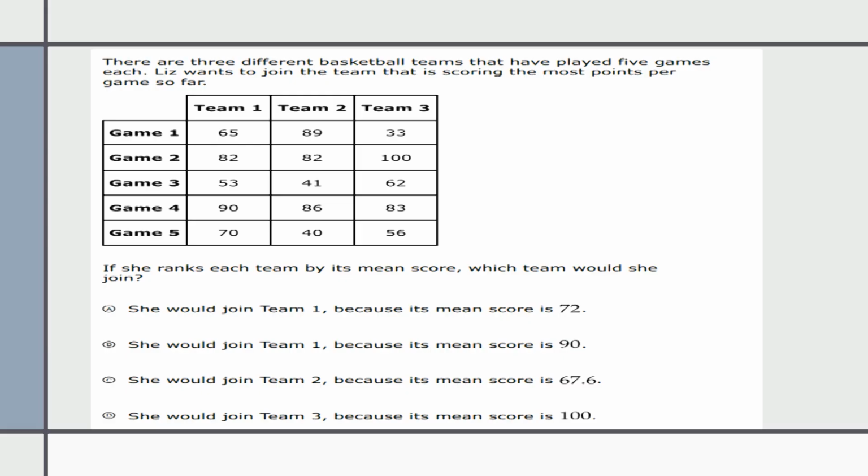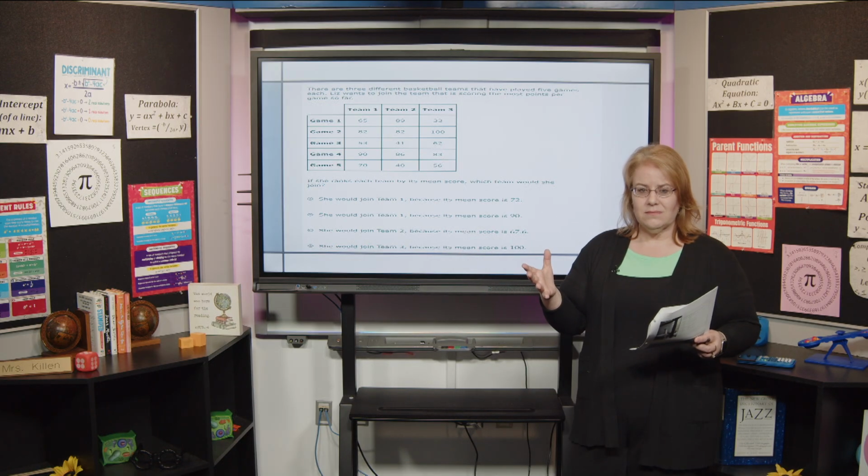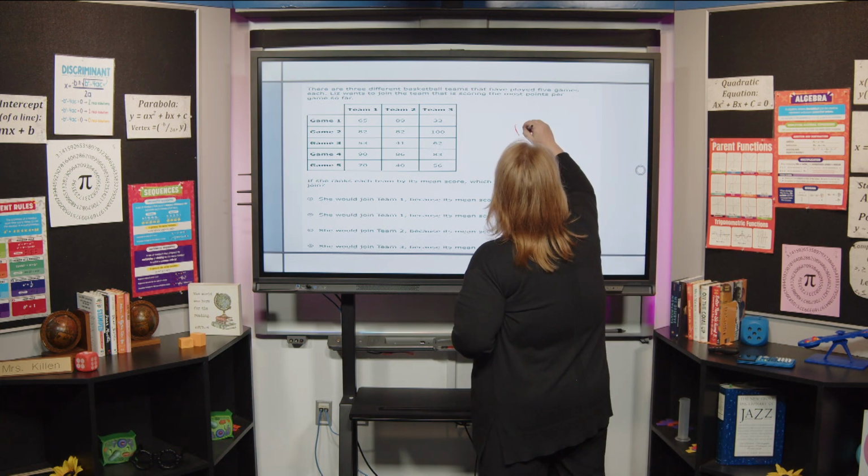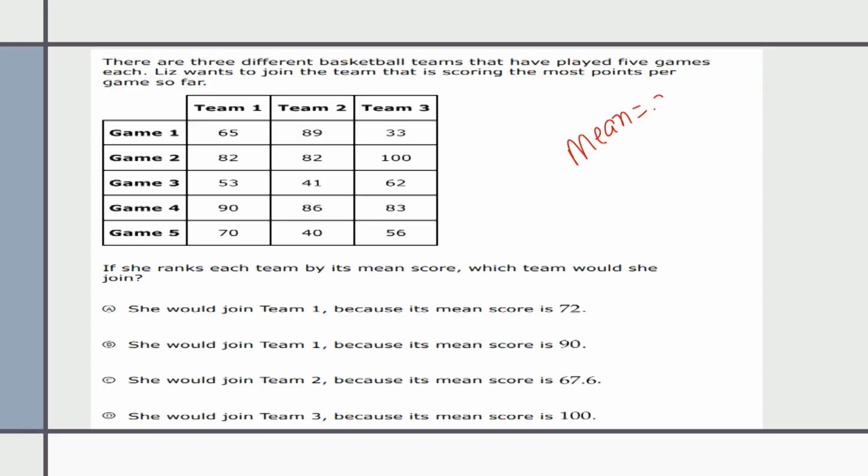Now, let's remember, what is mean? Our mean is our average. It's not the middle, it's the average. So our mean equals our average. To do that, I add all of them up and divide by how many I have.